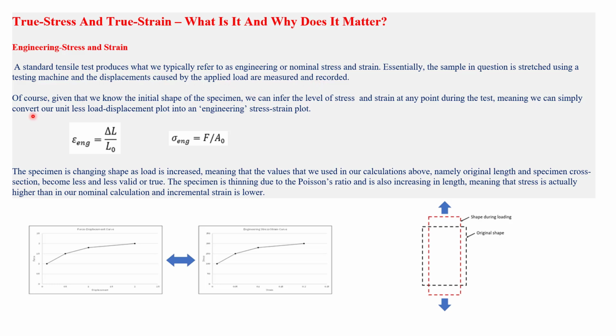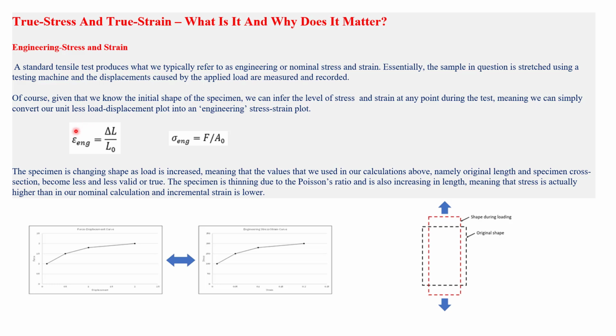Now we know the initial shape of the specimen, and we know the cross-sectional area. We'll take that into account. We can infer the level of the stress and strain at any point during the stress test. Meaning we can simply convert our load displacement plot into an engineering stress strain plot. This is the engineering stress strain curve. So this is force versus displacement.